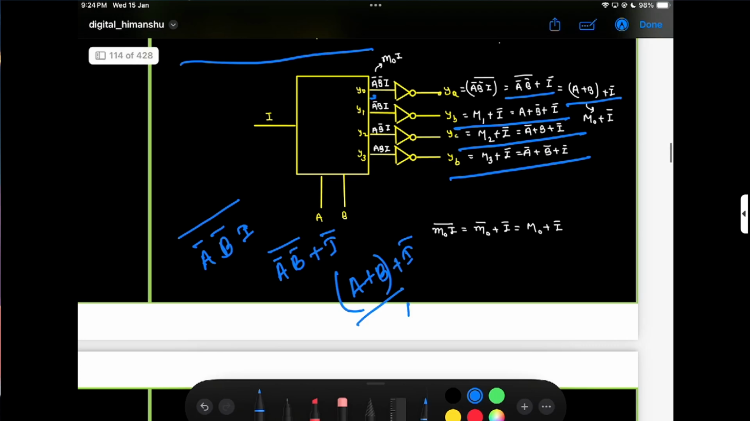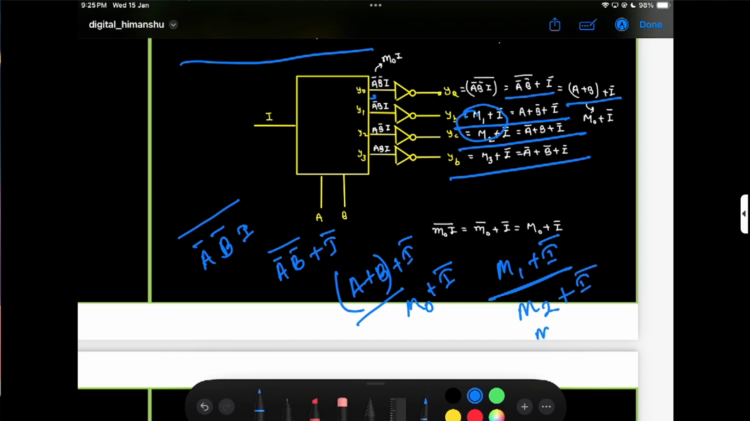So here is my M0, like in max term. So this is M0 plus I bar, and this is M1, M1 plus I bar. Here it is M2 plus I bar, and here it is M3 plus I bar. So it's basically the max term.